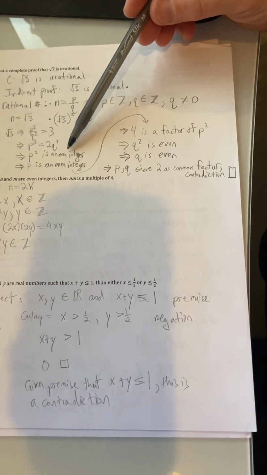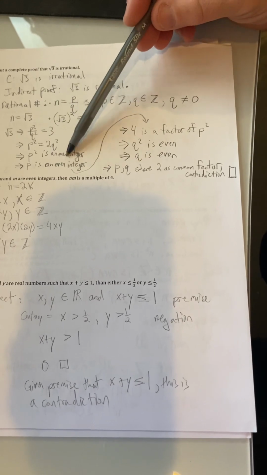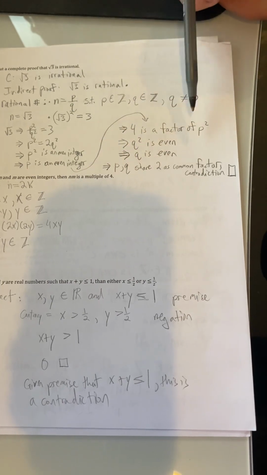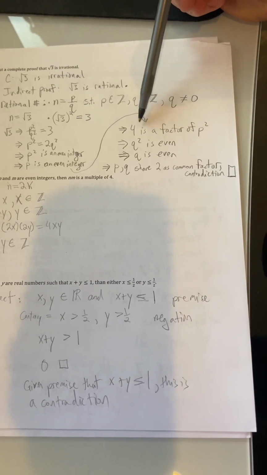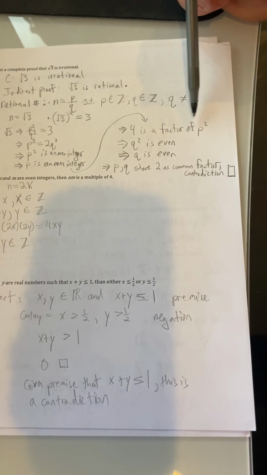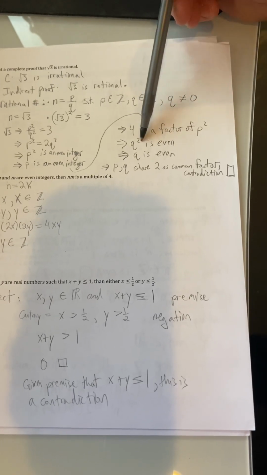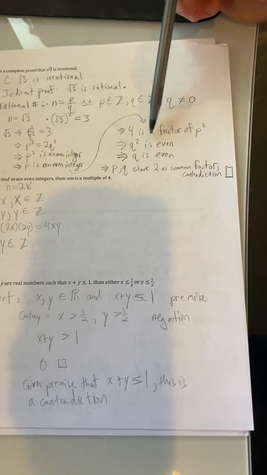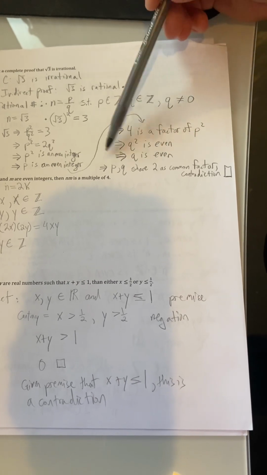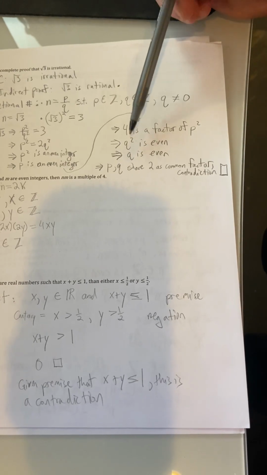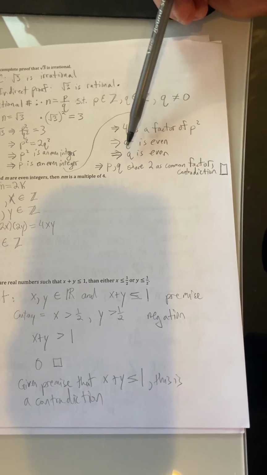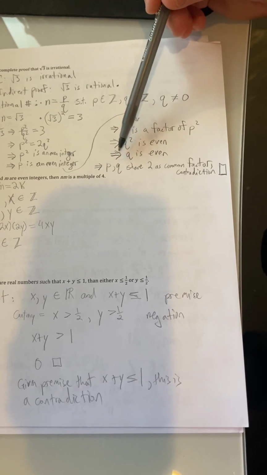Therefore, p squared is an even integer, and p, based on that, is an even integer based on some formulas we've gone over before. And so now 4 is a factor of p squared, which would mean that q squared is even and that q is even. So this goes against the definition of a rational number, that they share a common factor besides 1.